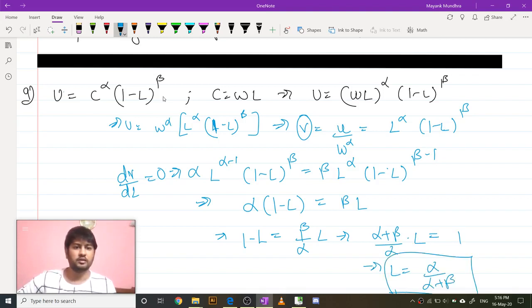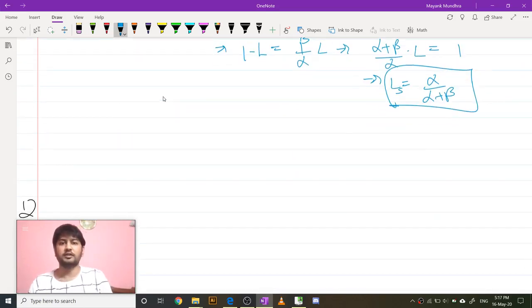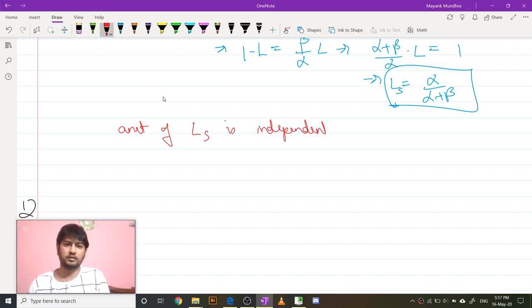Okay, so this is the optimum amount of labor supply which is going to be provided, and as you can see this is independent of W, so you can just write it down that the amount of labor supplied is independent of W. All right.